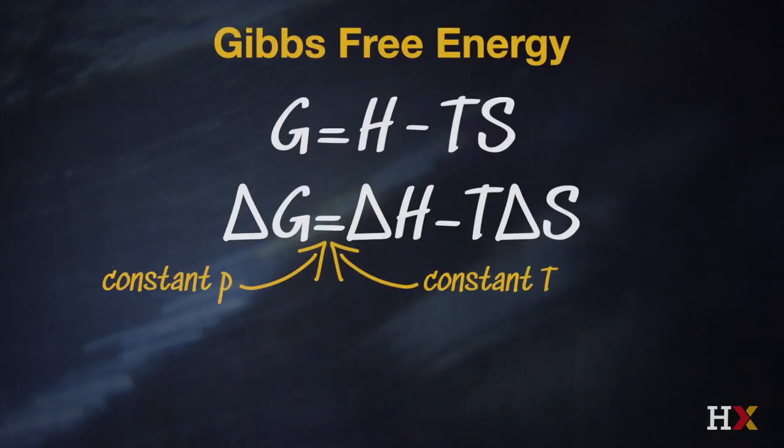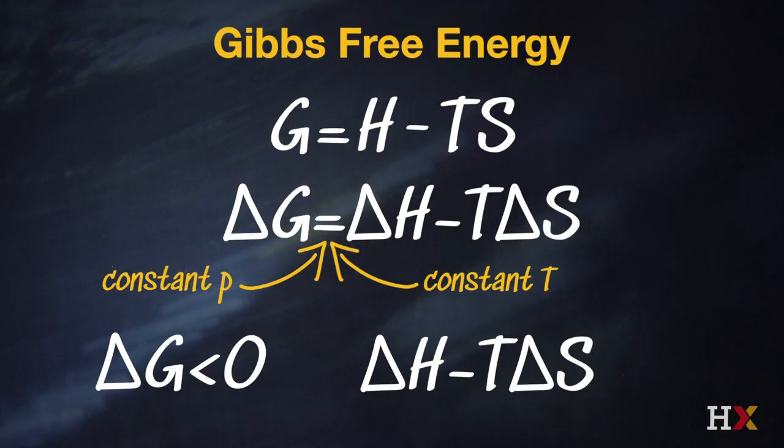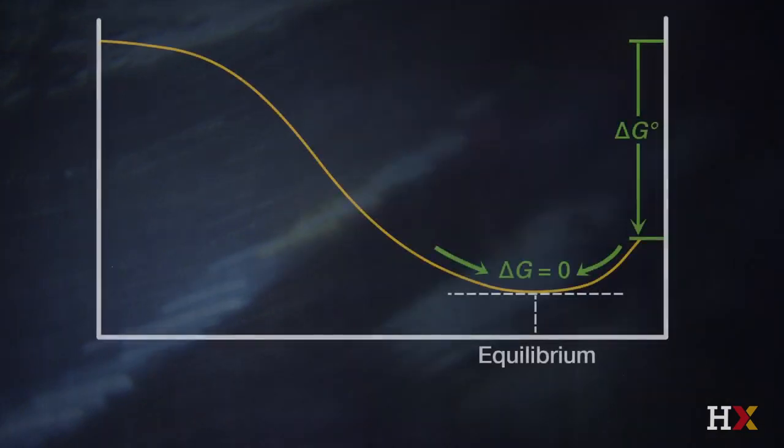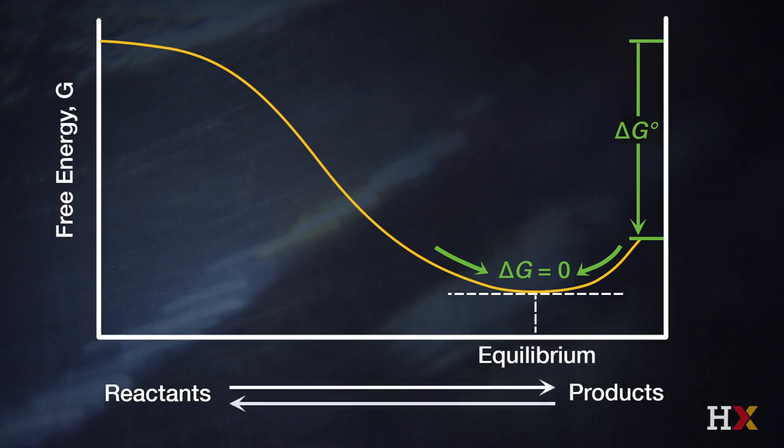And that means that if delta G is less than 0, delta H minus T delta S is less than 0. But let's look at what this means on a chemical reaction coordinate. So in this diagram, we're plotting free energy on the vertical axis, and on the horizontal axis, we're starting with reactants. We're allowing them to go to products, and as we will see, this process can proceed from left to right or from right to left. But let's see what this means in terms of Gibbs free energy.